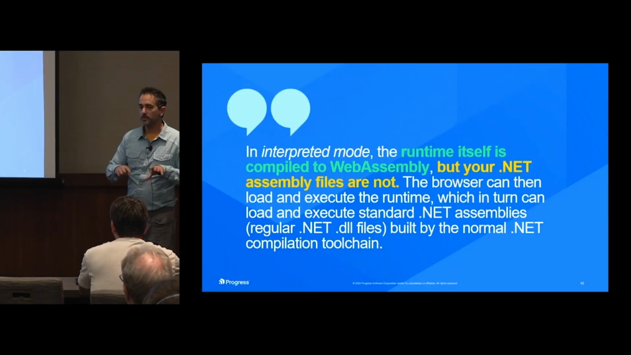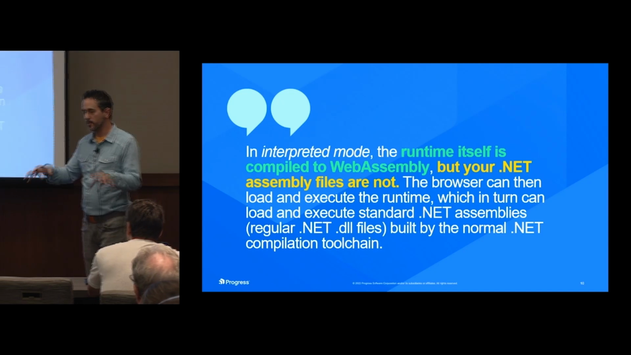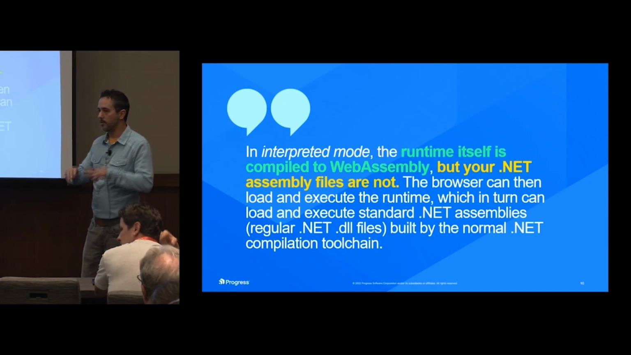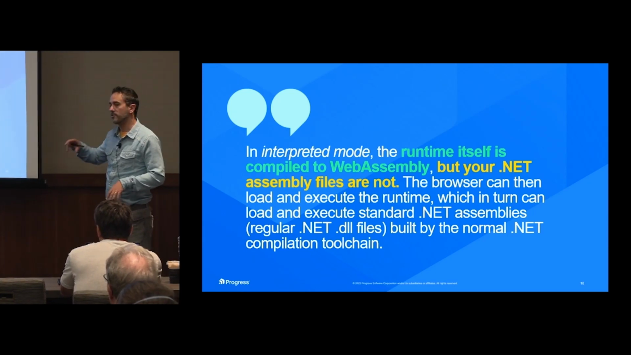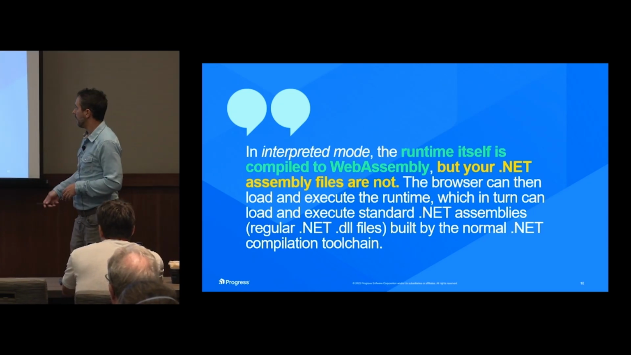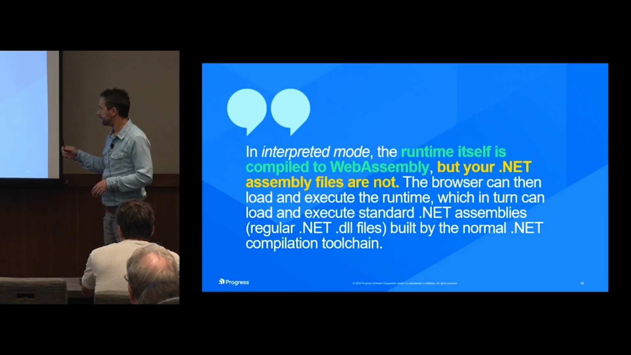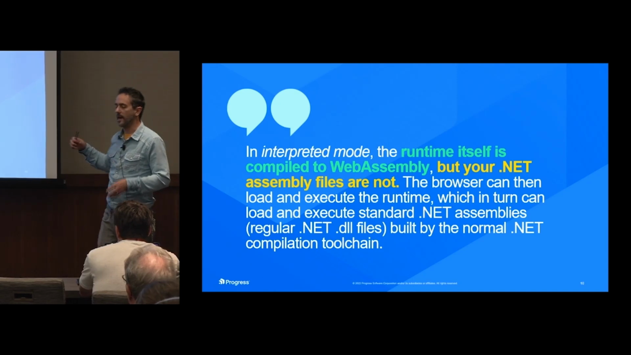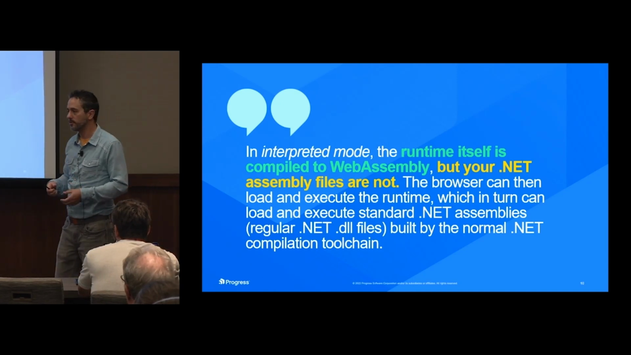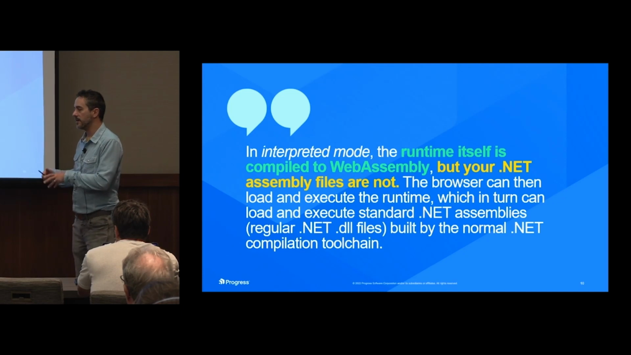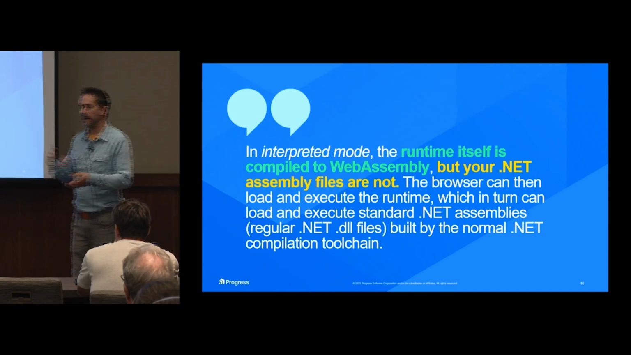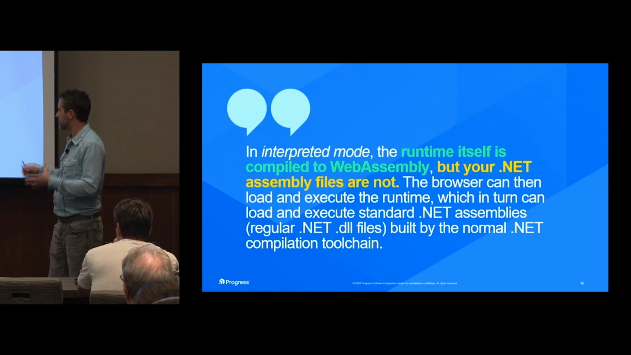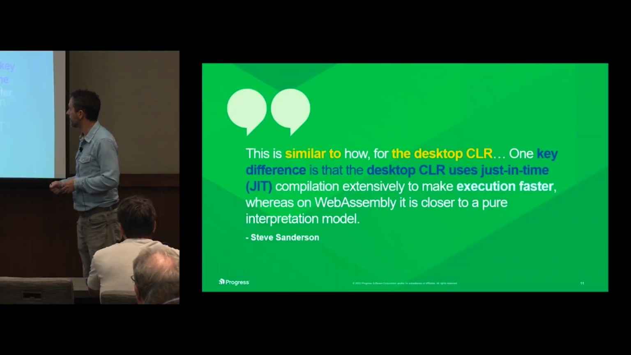Now, something that's really important to all of these different deployment modes I'm going to talk about is how that execution happens. A typical Blazor WebAssembly application runs actual .NET executables on the .NET runtime that's been compiled to WebAssembly. So you're not transpiling your code or compiling it to WebAssembly. It's actually running .NET DLLs.